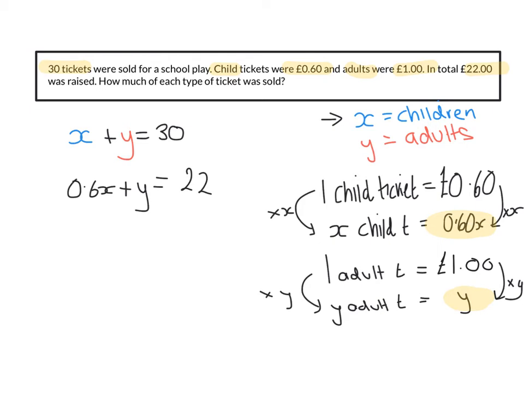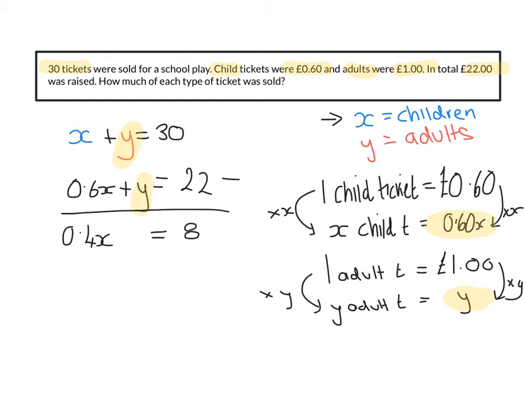So I've got my two simultaneous equations, and now I need to think, what can I eliminate? The obvious ones to eliminate would be the y's, because they're the same value. So if I take away the bottom equation from the top, I'm going to get x take away 0.6x is 0.4x. y take away y is nothing. That's why we've done it, to eliminate the y's. 30 take away 22 is 8.